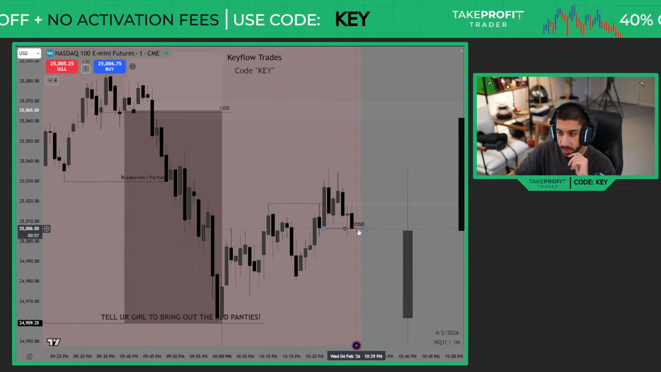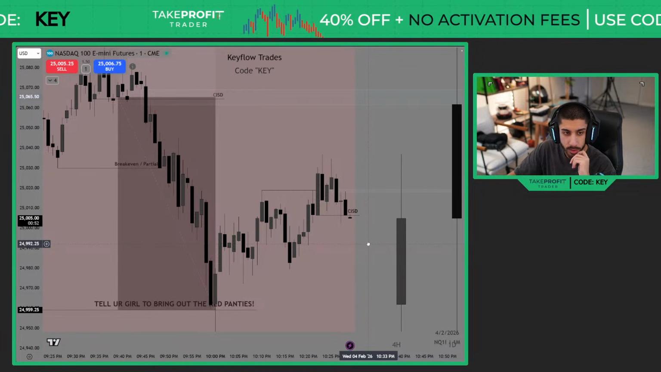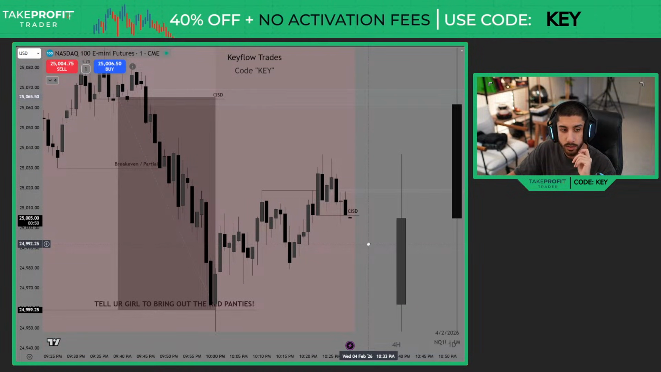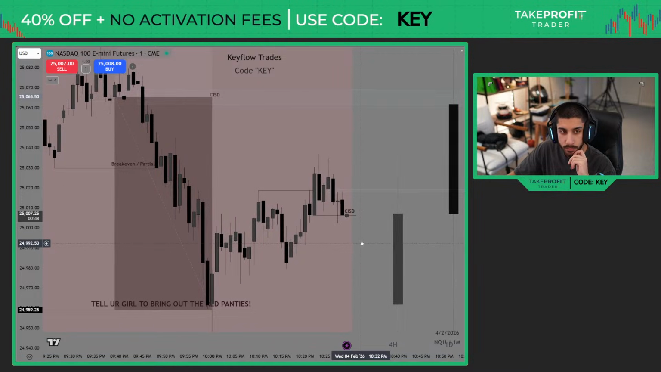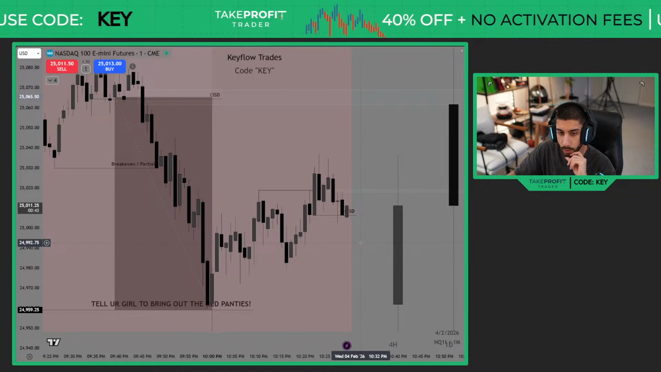Damn, still no change in state. That was so close, but not quite there. Not quite there yet. I'm looking to go short here.